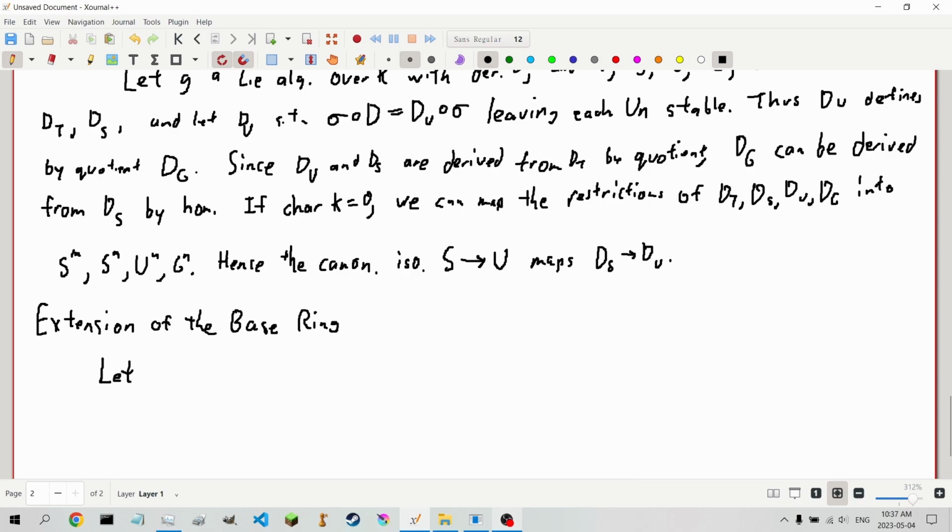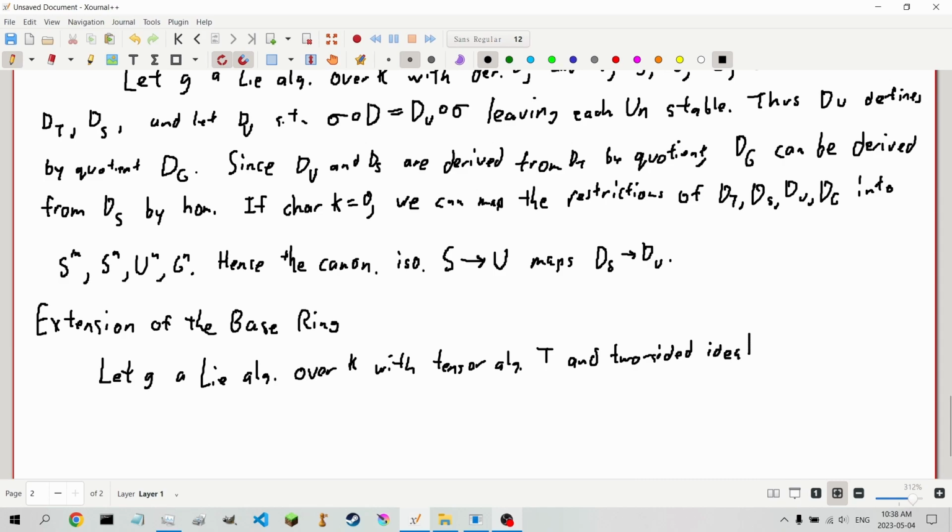So, same setup: let G be a Lie algebra over K with a tensor algebra of T, and two-sided ideal J generated by x tensor y minus y tensor x minus the bracket of x and y, such that U is T over J.